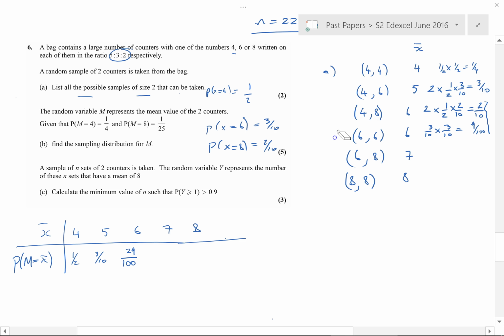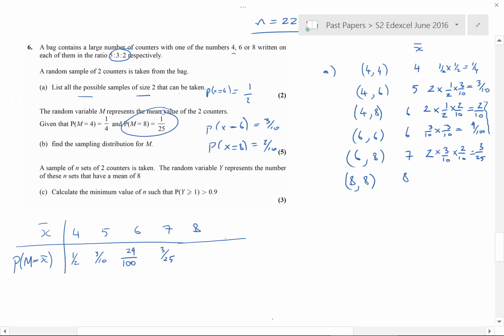Okay, then there's 6 and 8. That's, again, two different ways of getting that. And the probability of getting a 6 is 3 out of 10, and the probability of getting an 8 is 2 out of 10, which is 1 out of 5. So that comes to, and they both cancel out, I think that cancels out to 3 out of 25. So we've got 3 out of 25 there.